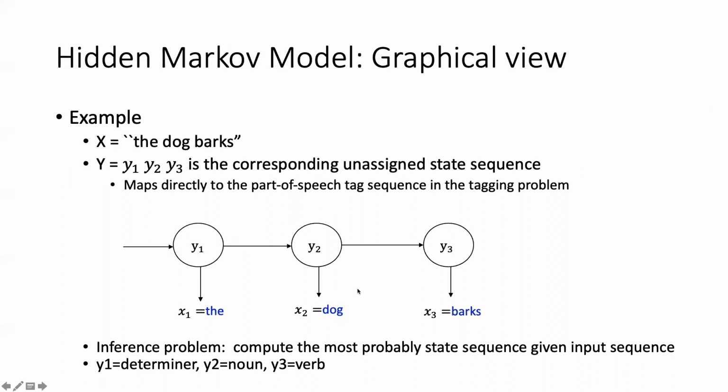This is the graphical view of HMM, for the example sentence, the dog barked. This is generated by the underlying hidden state sequence y1, y2, y3. These underlying hidden states can be directly mapped to the word labels. The main challenge here is we know the observation sequence, but we don't know the hidden states which generated this sequence. So during the inference problem, we have to estimate the most probable state sequence given the input sequence.